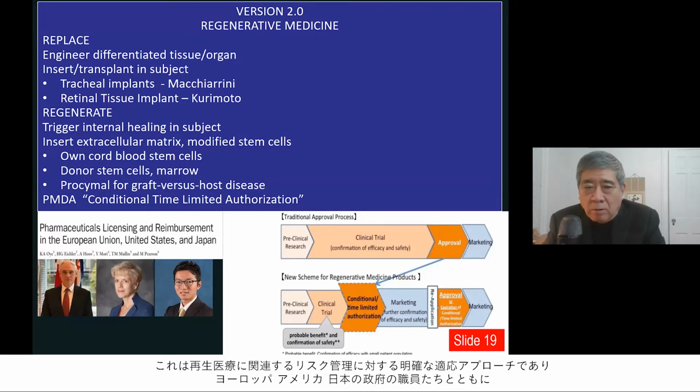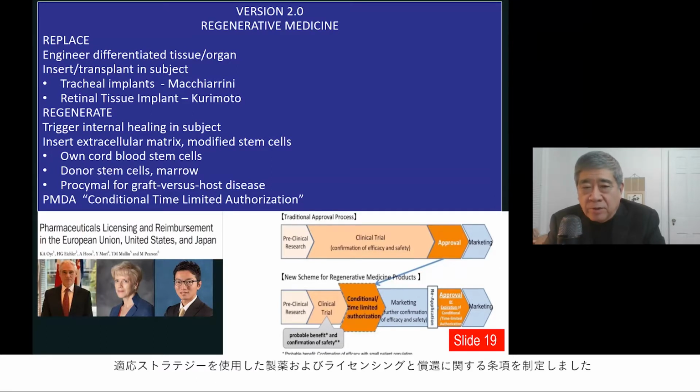And worked on an article with colleagues in government in Europe, in the US, and in Japan on pharmaceuticals and licensing reimbursement using adaptive strategies. But again, nothing comes without criticism.